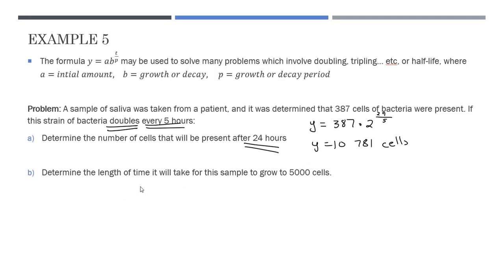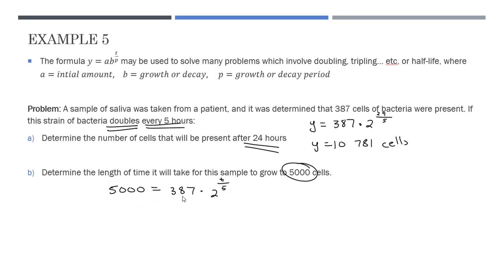B, determine the length of time it will take for the sample to grow to 5,000 cells. Okay, so 5,000 is our final amount. That's where our y variable is. Our initial amount seems like it's the same according to the question. We're still looking for a doubling. This time, though, we're looking for t. We're looking for that time. We still know that it doubles every 5 hours. So that's where that 5 is going to be represented.